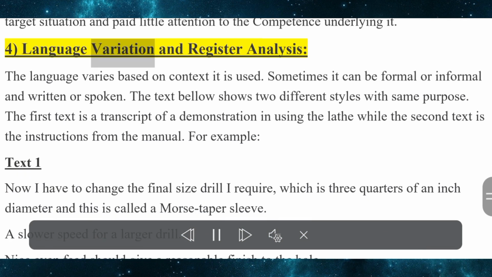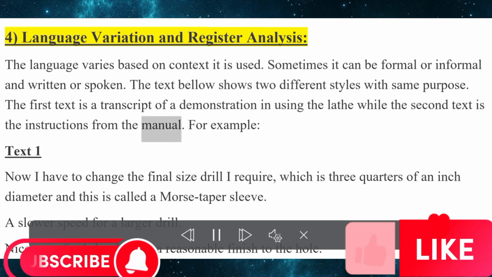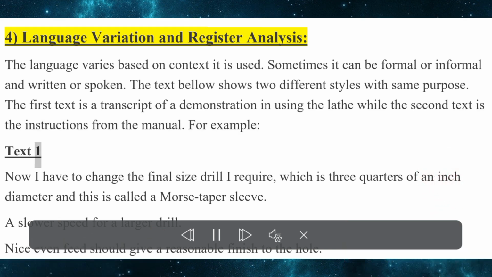4. Language variation and register analysis. The language varies based on the context in which it is used. Sometimes it can be formal or informal, written or spoken. The texts below show 2 different styles with the same purpose. The first text is a transcript of a demonstration in using the lathe, while the second text is the instructions from the manual. For example, text 1.